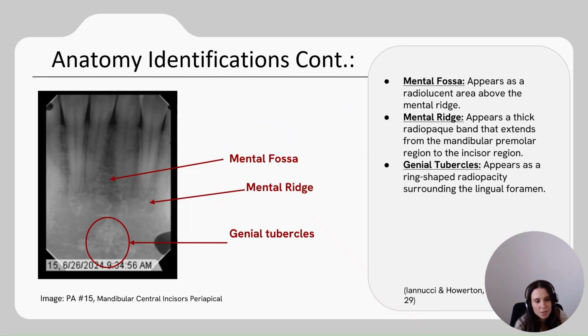This image is the PA number 15, which is the mandibular central incisors periapical. Right in between teeth number 20, 24, and 25 is the mental fossa, which appears as a radiolucent area above the mental ridge. And then the mental ridge, right underneath it, appears as a thick radiopaque band that extends from the mandibular premolar region to the incisor region. And then right underneath all of those are the genial tubercles, which appear as a ring-shaped radiopacity surrounding the lingual foramen.